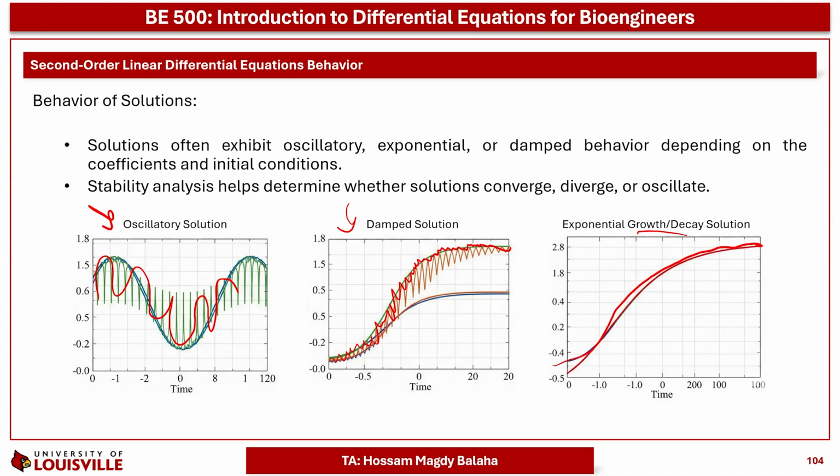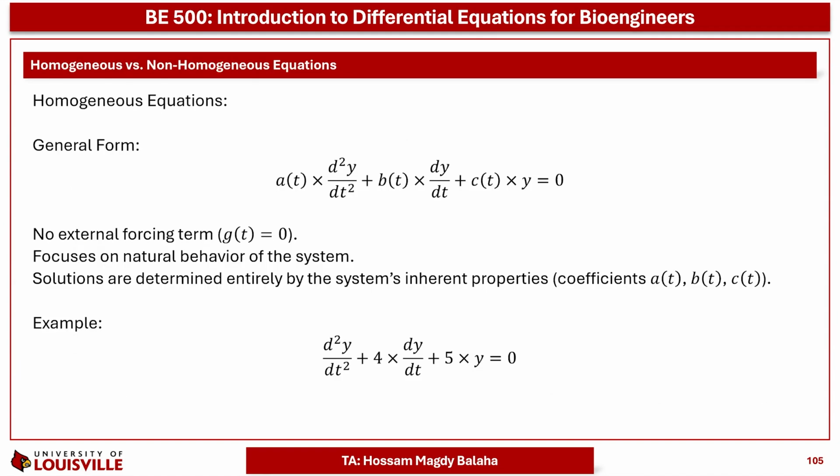So we need to understand each of them and how to determine whether your equation will give an oscillatory solution, a damped solution, or any other type of behavior. To do that, first you need to understand the meaning of homogeneous and non-homogeneous equations. As we mentioned, a homogeneous equation doesn't have a driving force or an external force, so the term g(t) will equal 0.